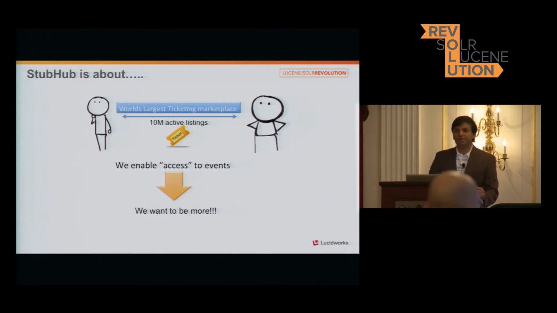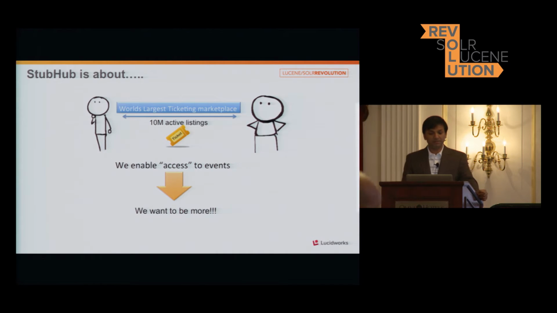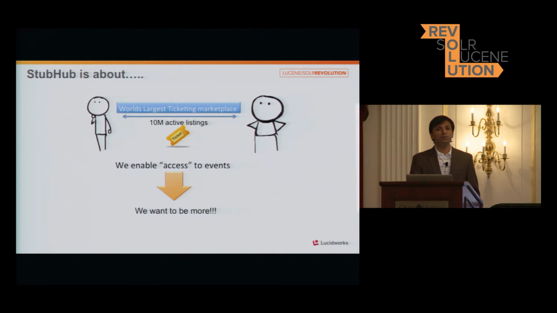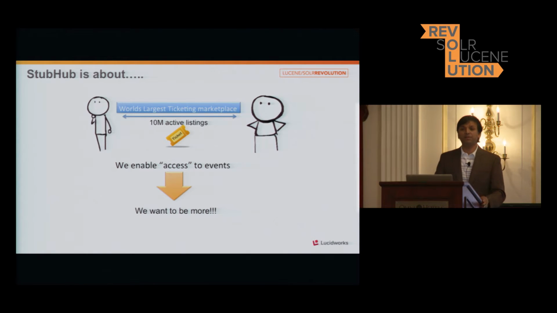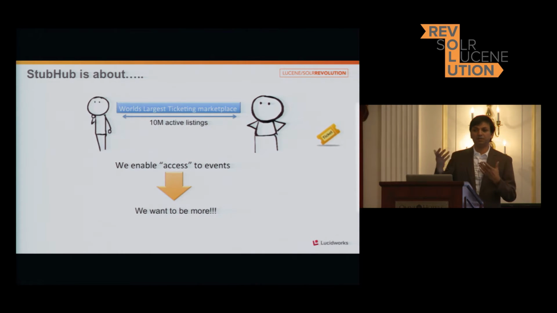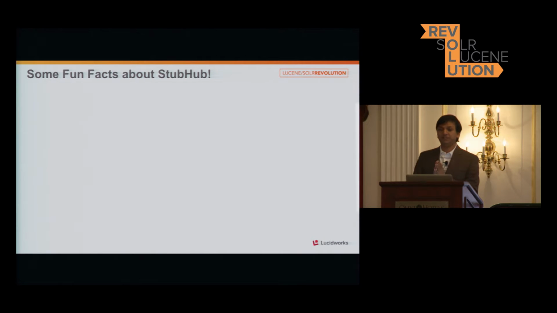And here's something about the company that I work for, Stubhub. Stubhub is the world's largest ticketing marketplace. What we do mainly is we enable access to events. Basically, it's a marketplace where buyers buy the tickets and sellers sell the tickets, just like eBay. And we want to be more. We are right now in the ticketing business, and we are growing more into helping fans discover events.